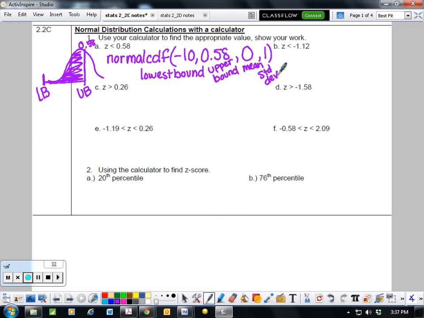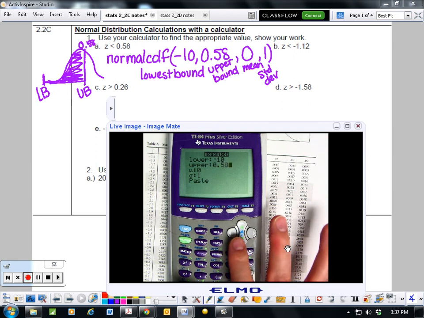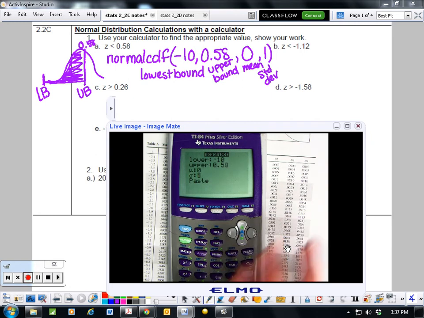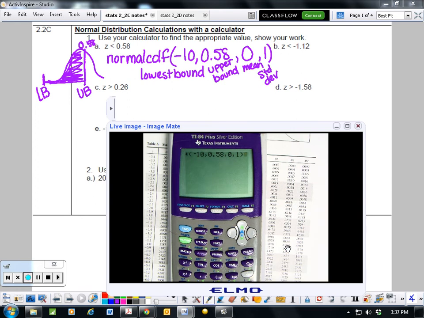So now we're going to go ahead and take a look at our calculator. And my cable's getting all cut up on there. Let's see. So here's our calculator. We're going to go ahead and hit normal CDF. We're going to put in that lower bound, -10, our upper bound, 0.58. And you see that it's already set up for that standard normal curve of 0 and 1. It will remember the mean and standard deviation that you put in. So if you change this, it won't go back to the 0, 1. And then you hit paste. And it puts it in your calculator, you hit enter, and it tells you that proportion.